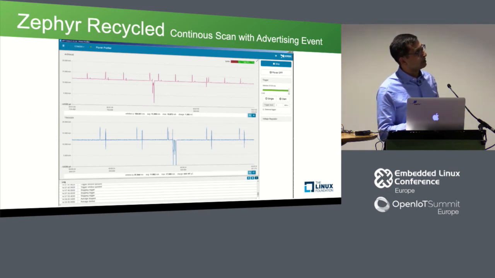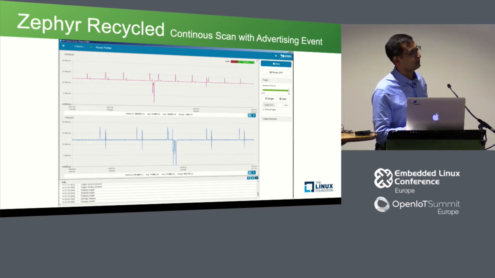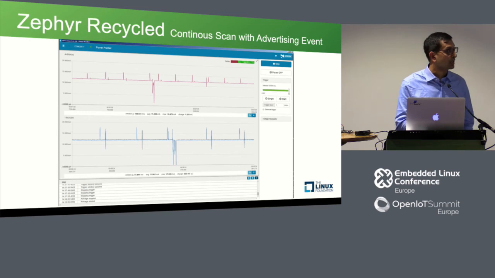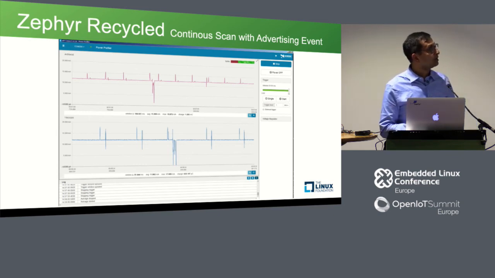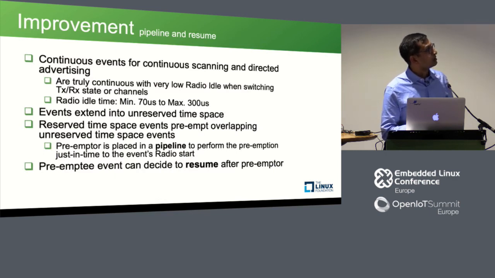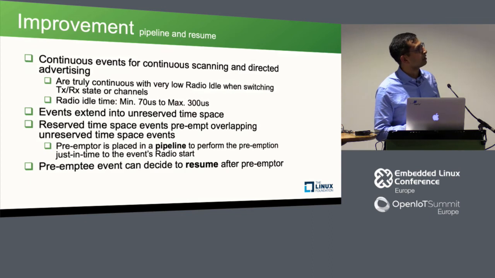the scanning basically utilizes very little time to switch channels. So it's like from 70 to 300 microseconds to switch the channel to do the scanning, and advertising at the same time is basically pipelined here. And it has a resume. So as soon as the advertising is finished, the scanning continues back to back after the advertising. So this means that the radio utilization is higher in the new architecture compared to the old one. So these are just the points, like continuous events for continuous scanning and direct advertising are truly continuous.